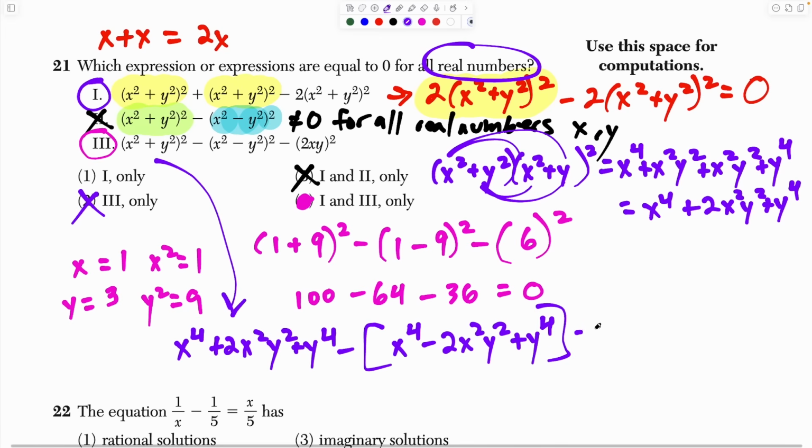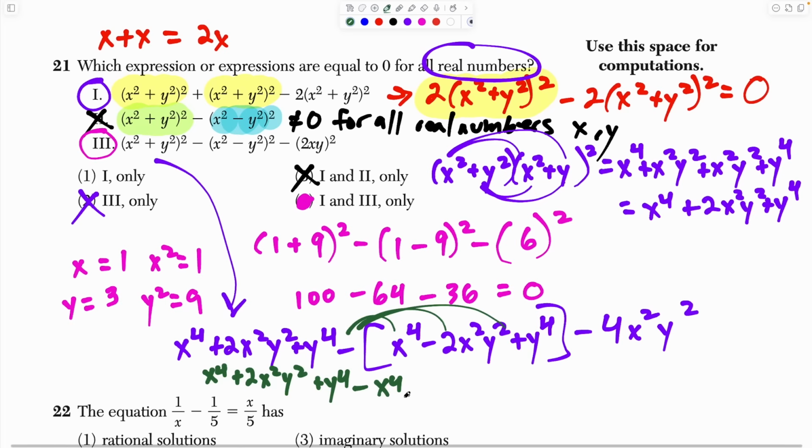And then this is minus, and now I just square each piece. 2 squared is 4. x squared is x squared. And y squared is y squared. And if I work this out, I'll write this over here. We have x to the 4th plus 2x squared y squared plus y to the 4th, and then minus x to the 4th. So the minus distributes like this. And then I get plus 2x squared y squared, and then minus y to the 4th, minus 4x squared y squared. And then here, x to the 4th minus x to the 4th cancels. y to the 4th minus y to the 4th cancels.